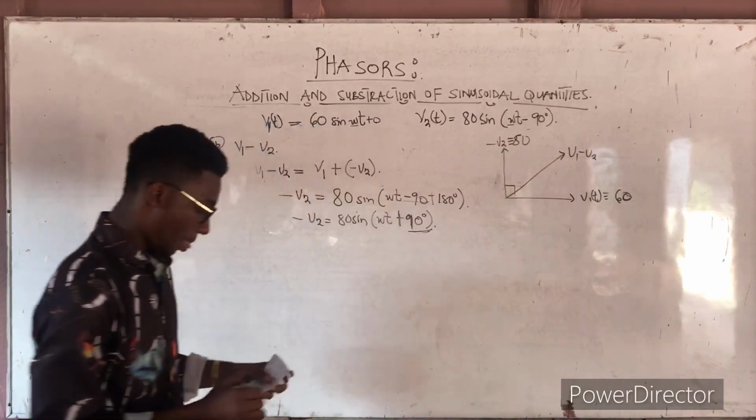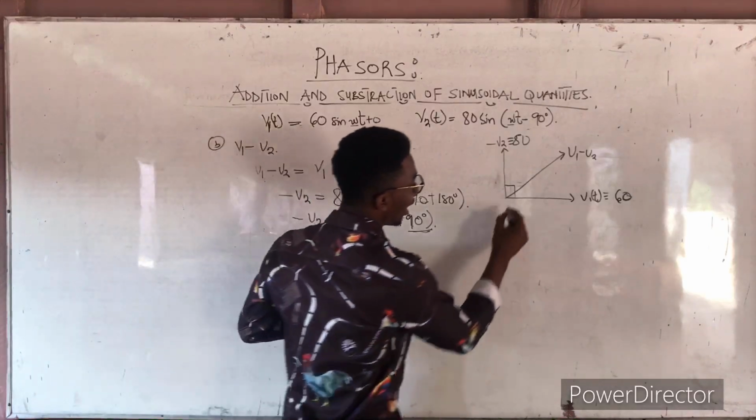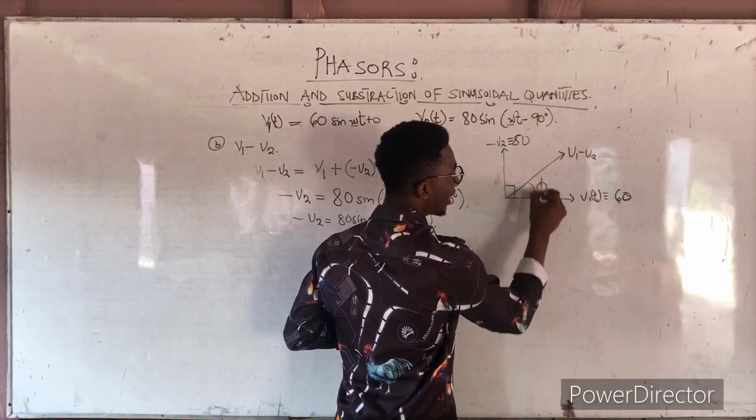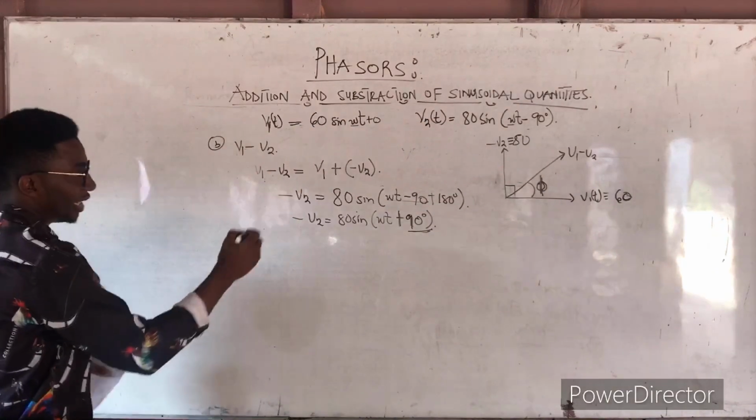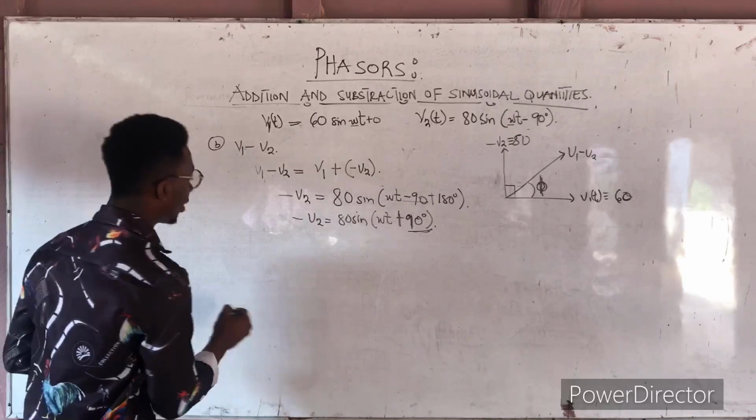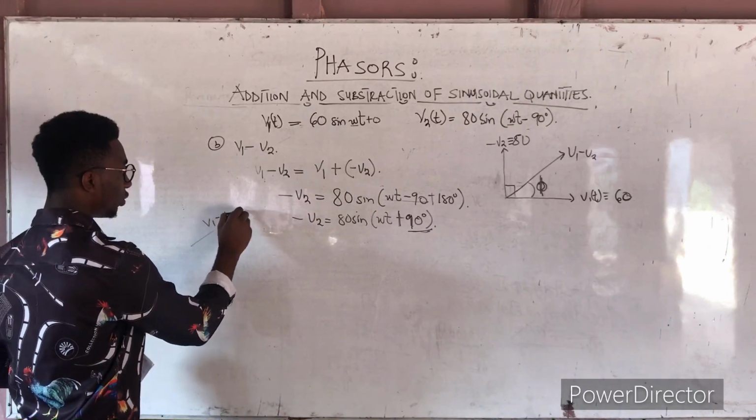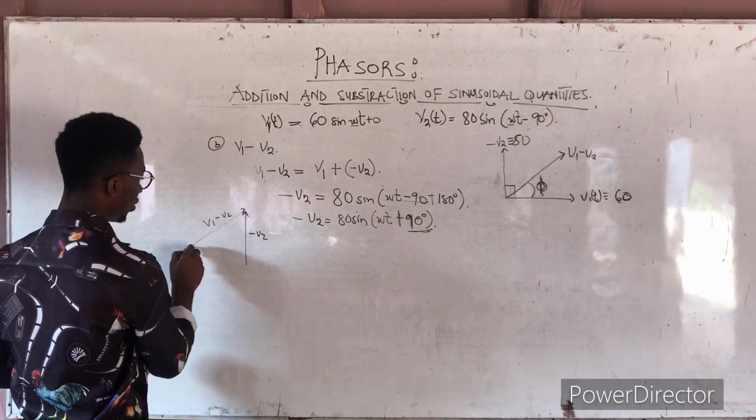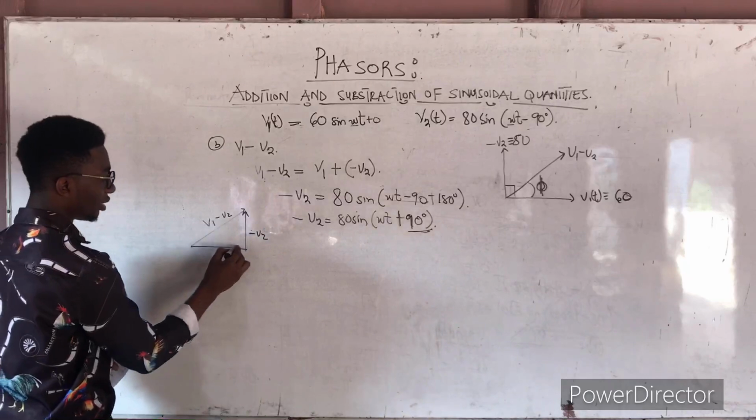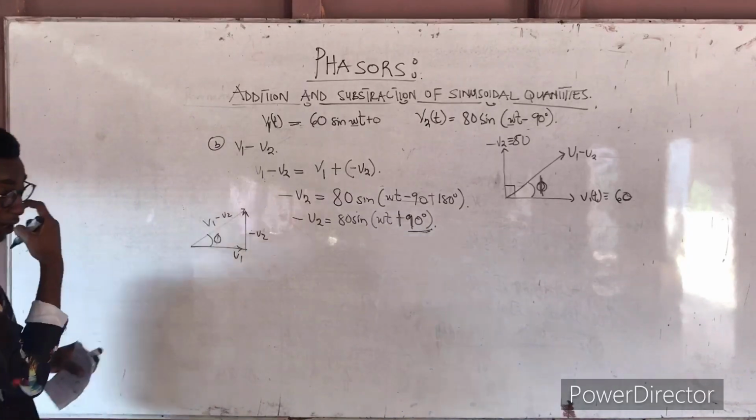If it's now leading by an angle of 90, then the resultant vector, which is V1 minus V2, will be here. So the resultant vector, which is now V1 minus V2, will be here. And this will be its phase angle. So now if you change there, you can redraw the structure and it looks this way. This is the V1 minus V2. This is minus V2, and this will be the V1. So this is the phase angle we are looking for now.